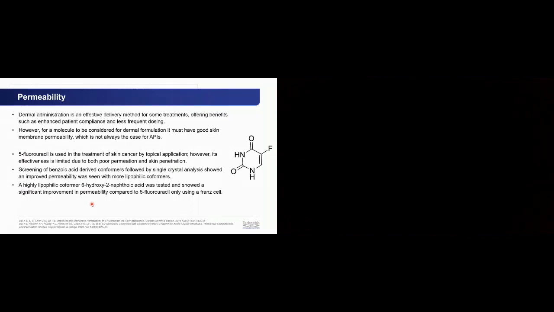They did a series of studies on benzoic acid-derived co-formers, followed by single crystal analysis to understand what bonding motifs were involved in the formation of the co-crystal, as well as permeability, and they found improved permeability with more lipophilic co-formers. They then selected a highly lipophilic co-former, 6-hydroxy-2-naphthoic acid, which was then tested and showed a significant improvement in permeability compared to the API by itself using a Franz cell.